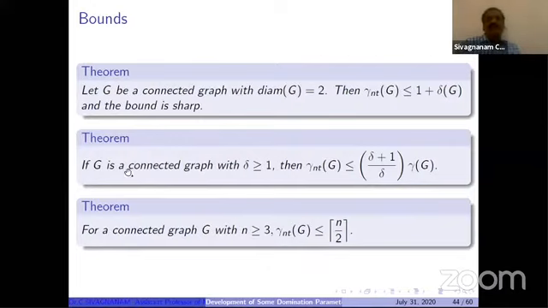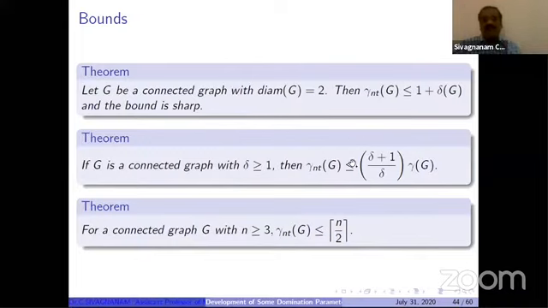Another theorem involves delta and the domination number. If G is a connected graph with delta greater than or equal to 1, then gamma nt of G is less than or equal to (delta plus 1) by delta times gamma of G. These two theorems have an open problem for characterization: where gamma nt of G is less than or equal to, when it is equal, we can characterize. Similarly, in the first theorem also, in place of less than or equal to, we can replace it by equal and characterize the corresponding graphs.